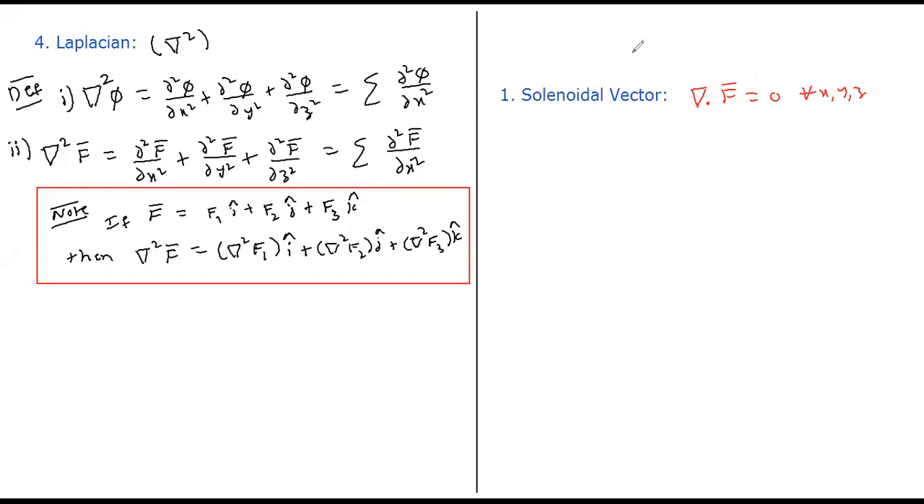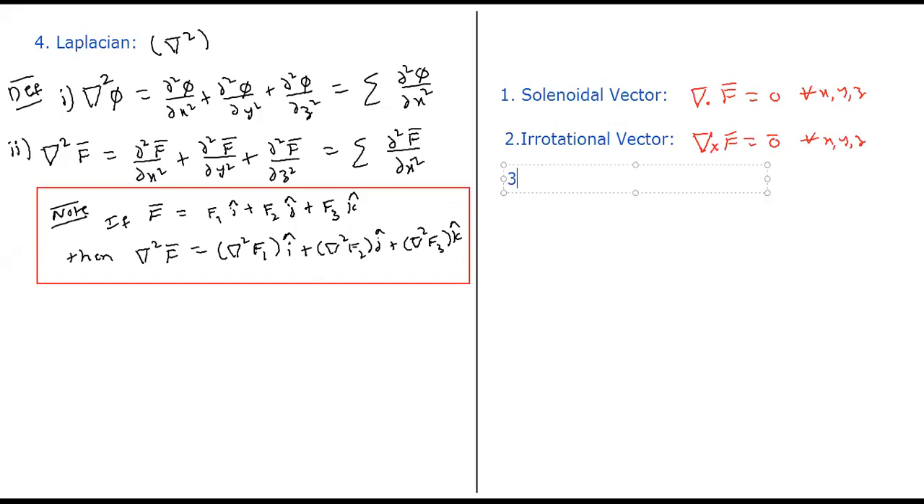So what is the next definition? The next definition is called irrotational vector. When do we say a vector is irrotational? If the curl of the vector function is 0 bar. Curl is always a vector, right? If the curl of the vector function is 0 bar for all x, y, z, we say it is an irrotational vector.